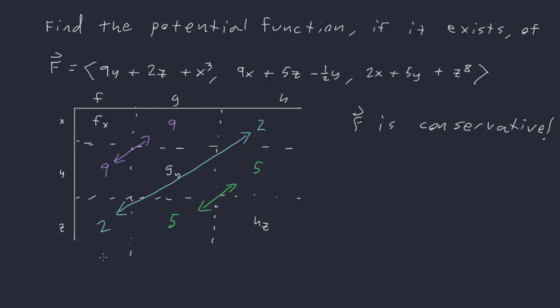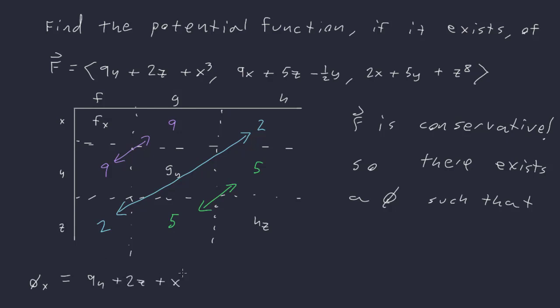Okay, so that means there exists a phi such that phi sub x equals our little f, 9y plus 2z plus x cubed. Phi sub y equals 9x plus 5z minus 1/2 y, so phi sub y equals our g. And phi sub z equals 2x plus 5y plus z to the 8th.